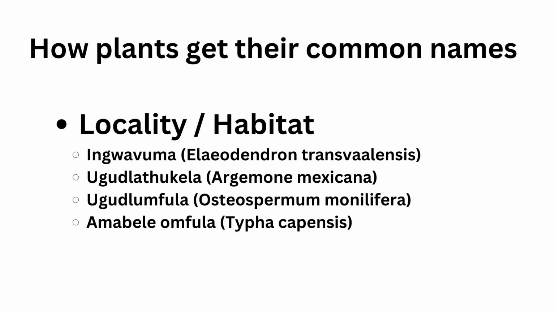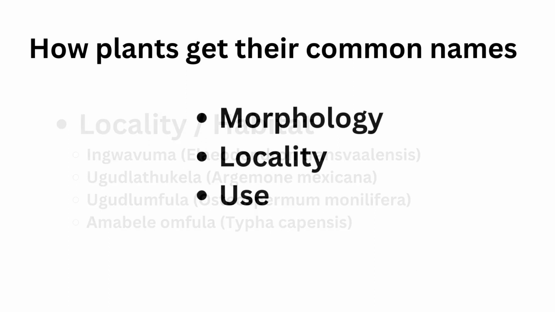You also have another plant called umgudlatugela, which is Argemone mexicana. This plant gets its name because it grows along the Tugela River. You also have umgudlumgeni, which grows along the Umgeni River. You have umgudlumfula and amabelumfula, which are also plants that grow near water streams. That's it for the habitat.